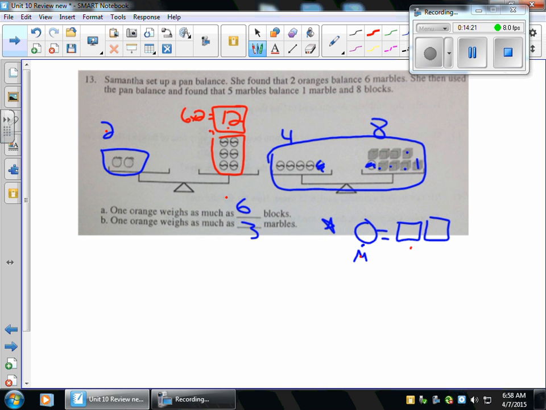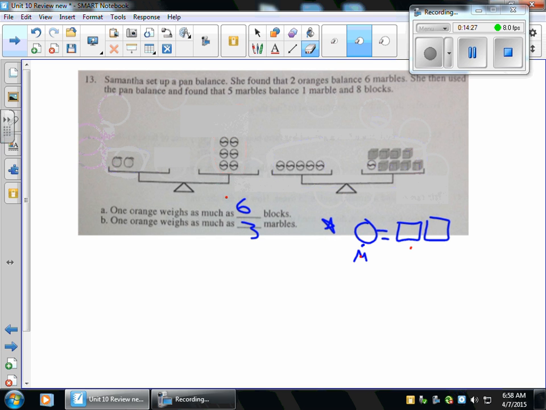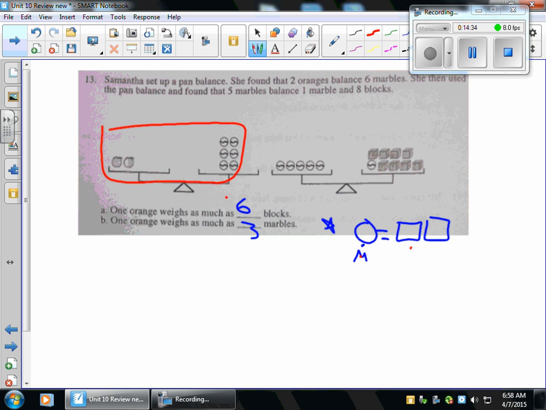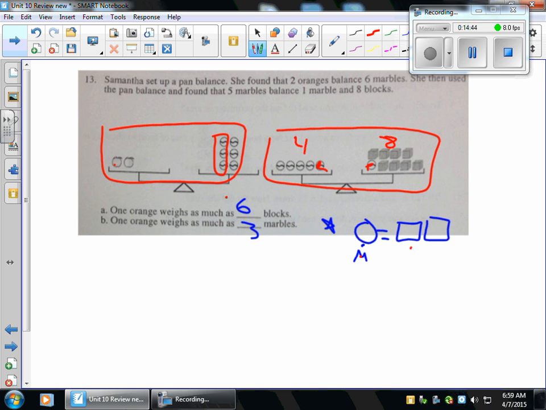Just keep in mind, when you're doing this, kids get kind of confused right away with this. It's not too difficult at all. Look at it right away. What can you solve? What can you figure out right away? Well, by looking at this, you can solve right away that 1 orange weighs the same as 3. By looking at this one right here, right away, you can cross 1 off. 1 marble, 1 marble. So we're left with 4 and 8. That's how you can solve these. Next problem.